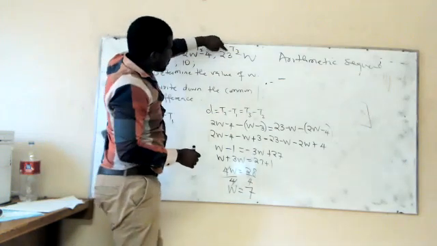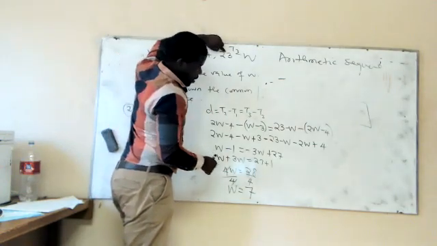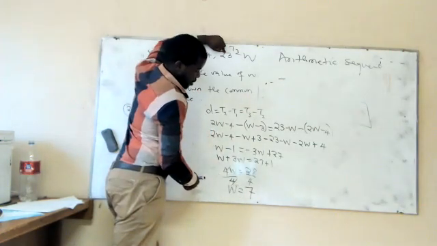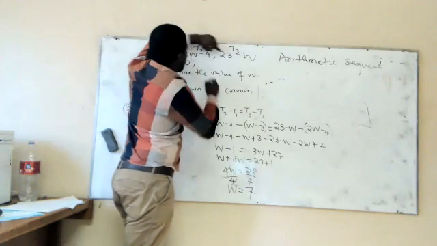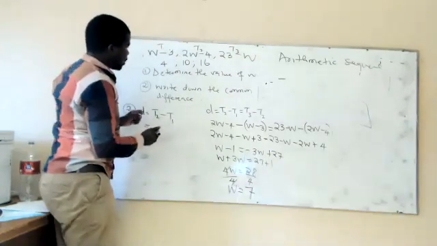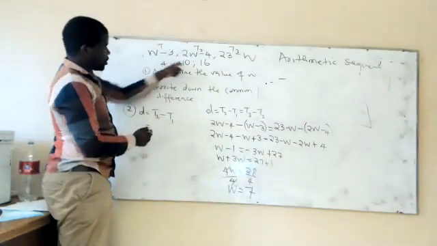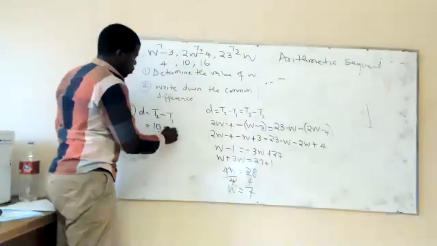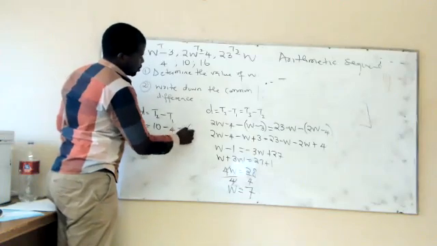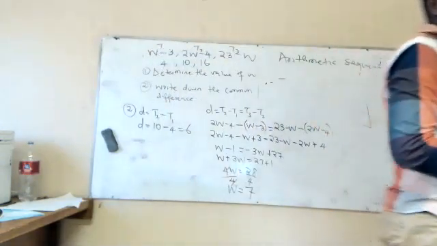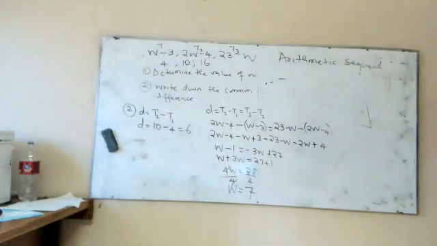And then on the other one is 23 minus 7. What is 23 minus 7 in this case? You are going to get what? 16. Yes. So then from there, let's substitute and see what we get. Where we have T2, we substitute a 10. And where we have T1, we substitute a 4. The answer we're going to get is going to be what? It's going to be 6. Therefore, that is your D.